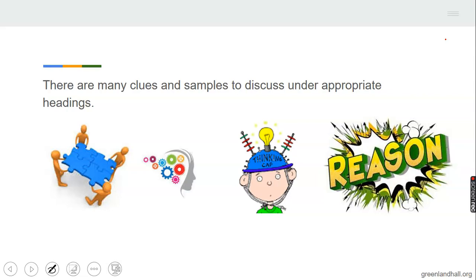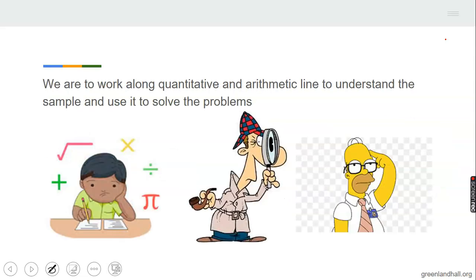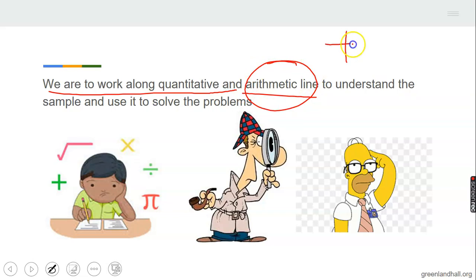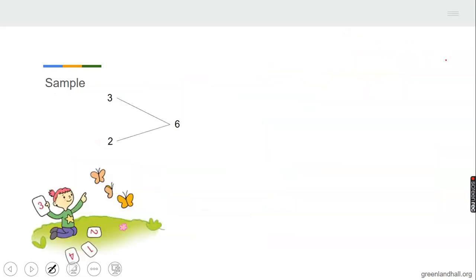Although there are many clues and samples to discuss, for today we're going to limit it to just bars or lines. So we are in quantitative reasoning. I always tell you guys, remember this guy here, you have to come with your thinking cap. In line with that, we are to work along quantitative and arithmetic lines to understand the samples and use them to solve problems. What do you mean by arithmetic line? All your operators: plus, minus, times, and sometimes divide. Yes. So we put on these things so we can make sure that they work for us.